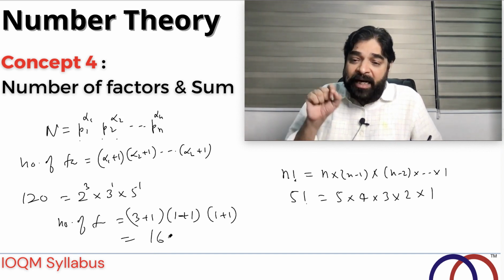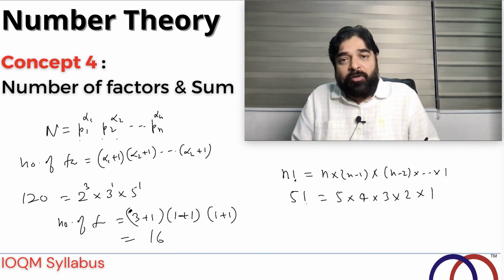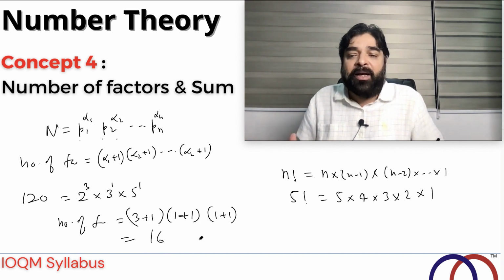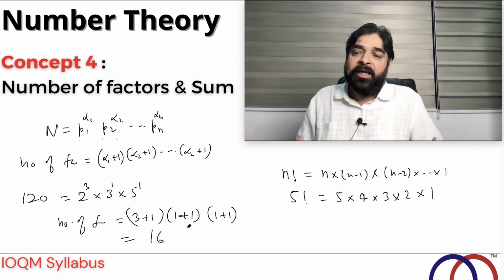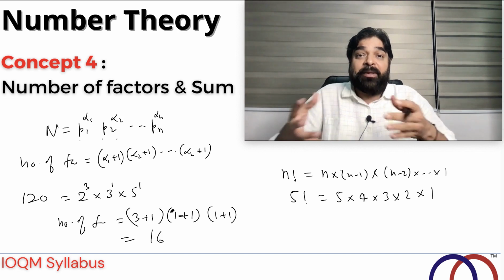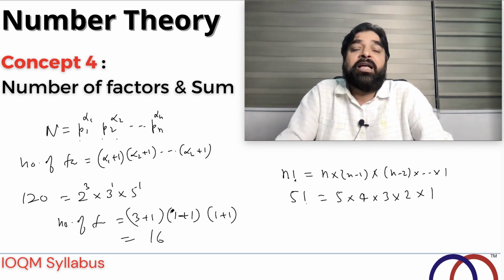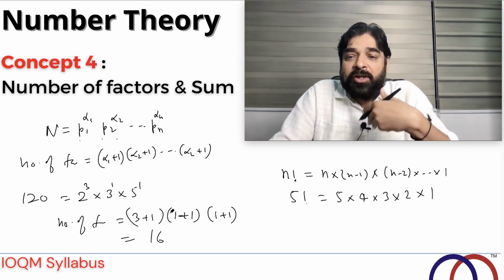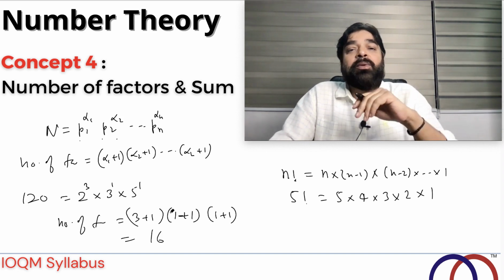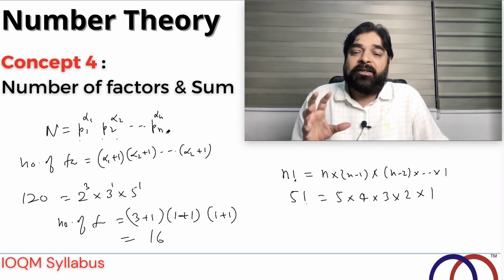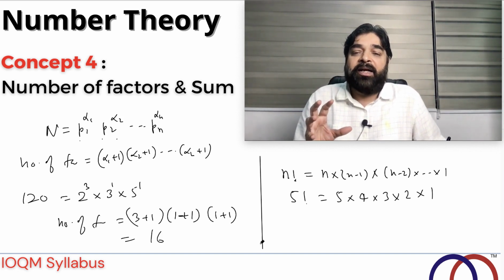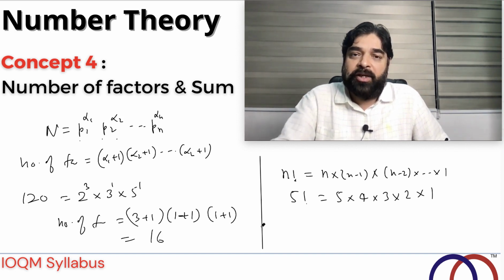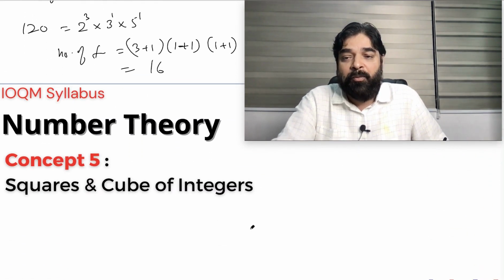including 120 and 1. Suppose they ask you, find out the number of factors excluding 1 and the number, 14 will be there. Like that, so many properties. There will be a chance they will ask you to find out the sum of all the factors. That also will be there. So when you study the factors, you will get the idea how to understand all those things, right? So this is concept 4.